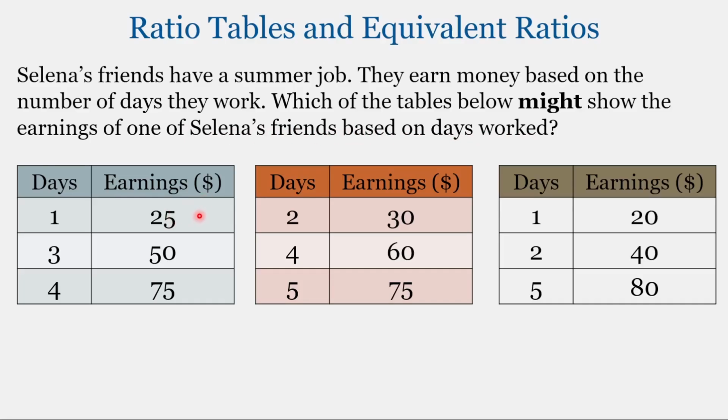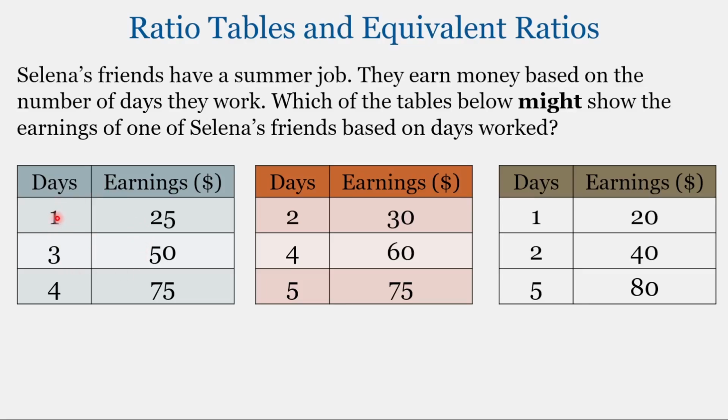So if a table represents the earnings of one of Selena's friends, then the values in the table should all be equivalent ratios. So let's see if that's true. And we'll start with this first table.